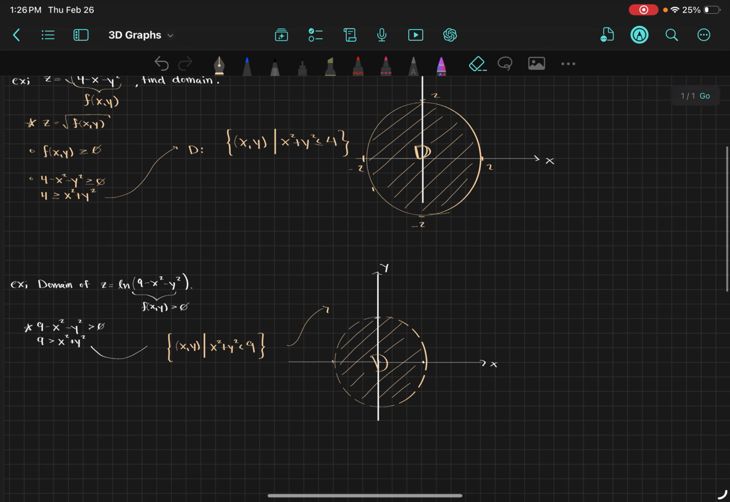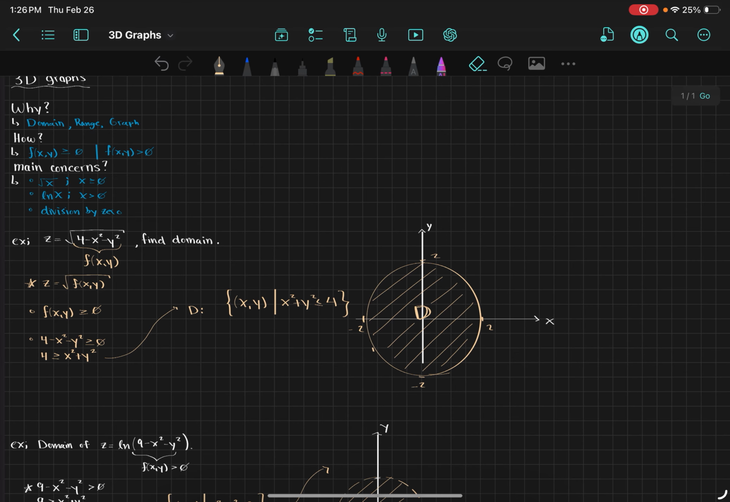That is essentially 3D graphs. We are just making the domain into the XY plane so that it is easier to visualize, and this is going to take us into our next topic, level curves. Level curves is also going to make these three-dimensional functions easier to conceptualize as well as visualize. Yeah, so that's 3D graphs. Thank you.